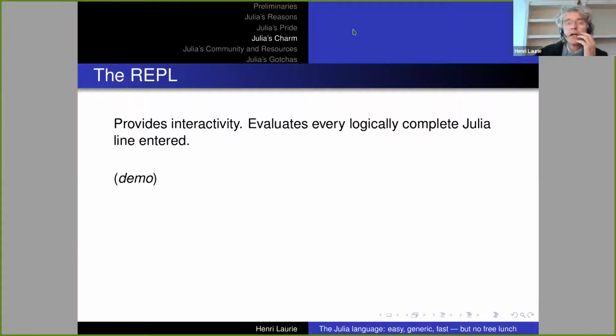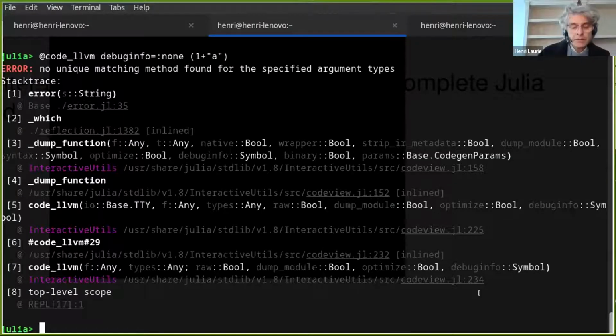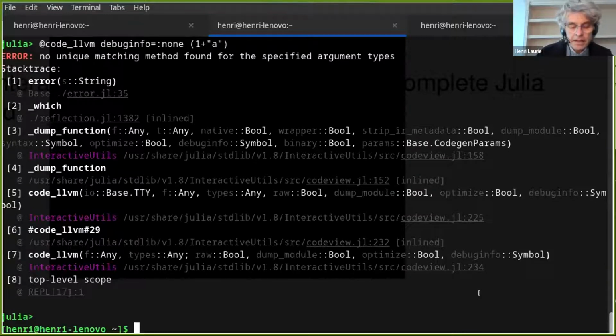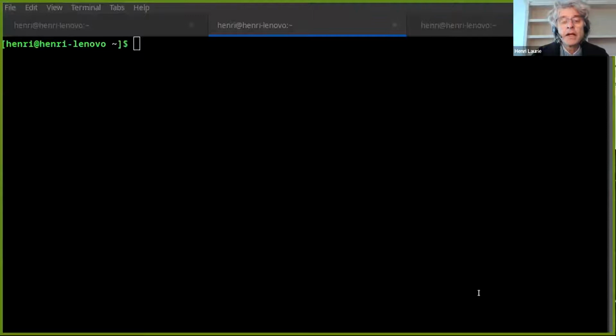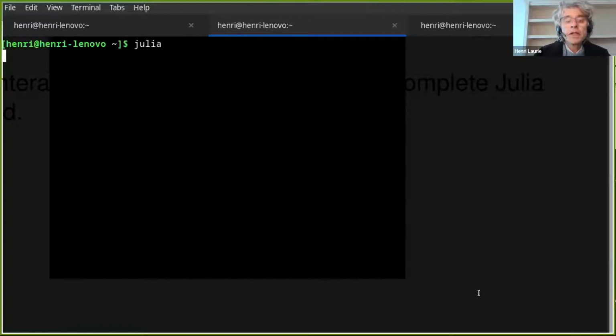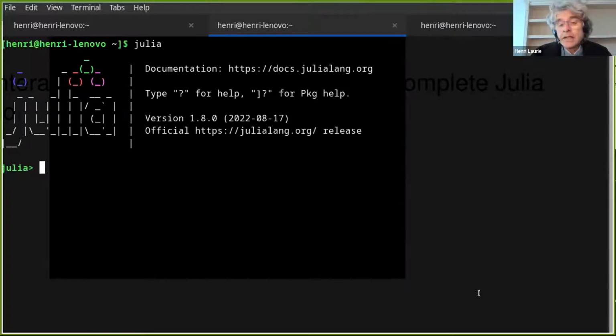I will see what I can do by showing you how Julia looks. I will leave and clear the screen. Most of the time when I start Julia, I just launch it from the command line. You can see that it launches pretty quickly, not massively quickly, but it's there.